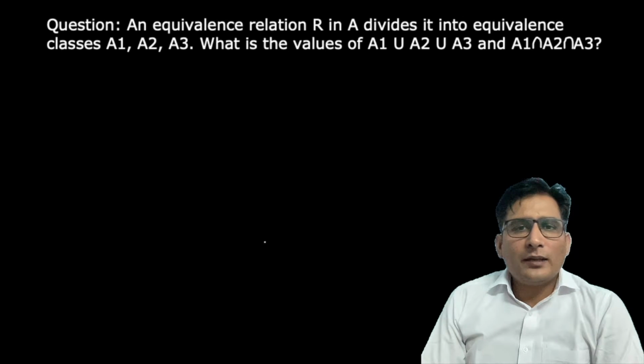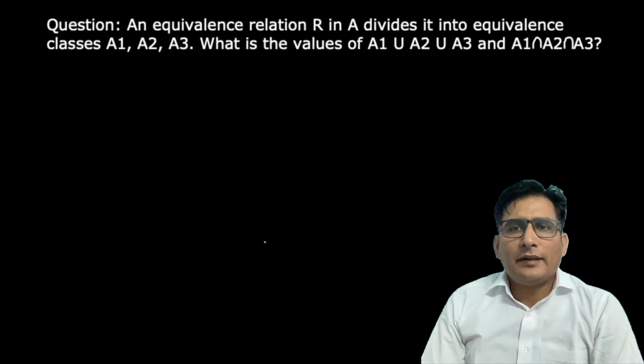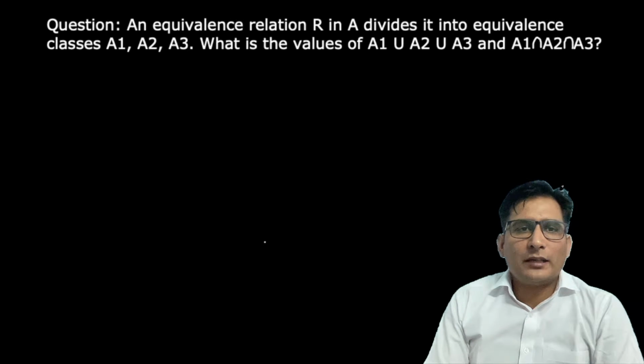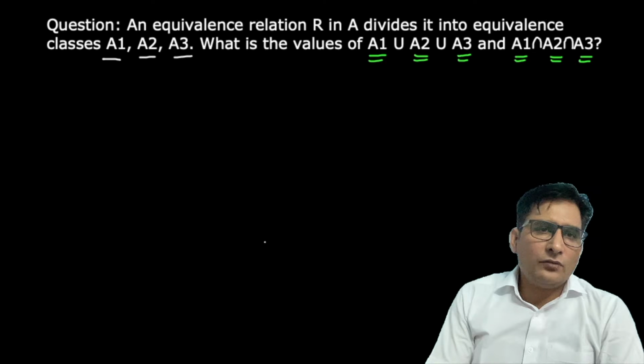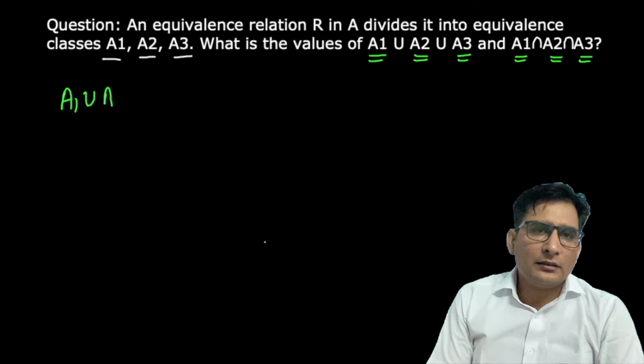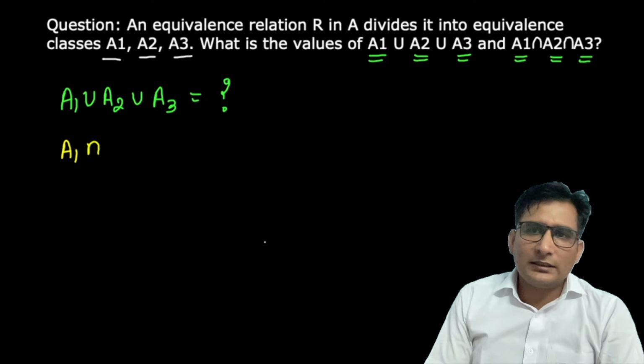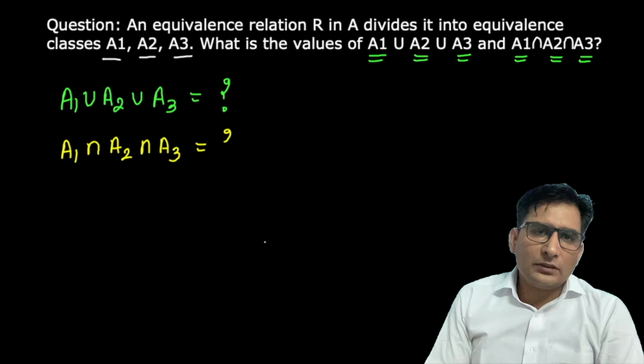In this question, an equivalence relation R in A divides A into equivalence classes A1, A2, A3. What is the value of A1 union A2 union A3 and A1 intersection A2 intersection A3? So what we need to find in this question is A1 union A2 union A3, and the second thing we need to find is A1 intersection A2 intersection A3. So these two things we need to find.